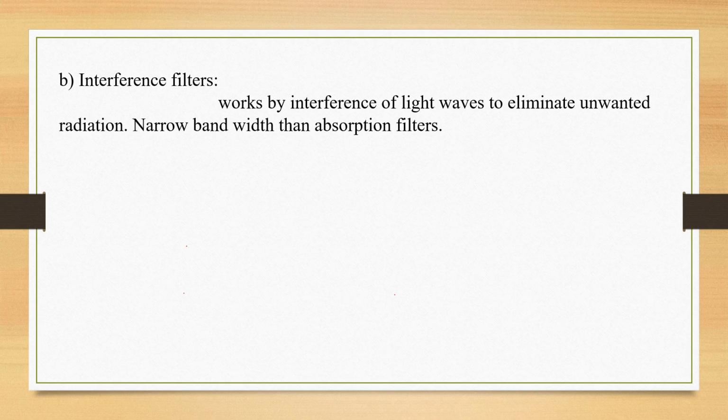Next, we will study about prisms. When a white polychromatic light passes through a prism, separation of different wavelengths occurs, and that leads to the formation of a spectrum from which the required wavelengths can be selected.